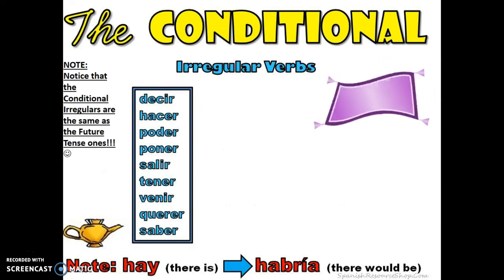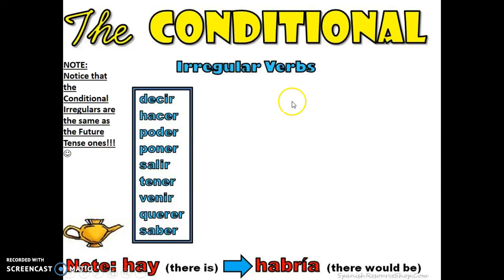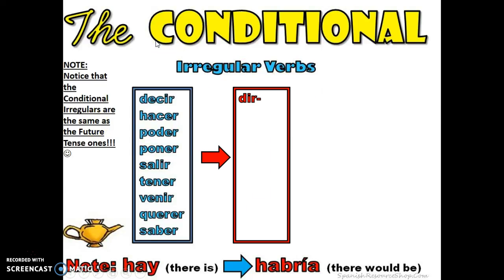Now, like always, we have irregular verbs. Dun, dun, dun. But this is really awesome. If you did well with the future tense, you're going to do splendid with the conditional, because the irregular verbs for the future are also the same irregulars for the conditional. I'll put that note right here. They're the exact same. So if you can remember their stems from the future, you'll remember them for the conditional, or vice versa. Decir becomes dir, and then you add the ending.